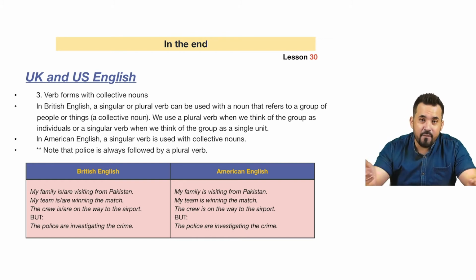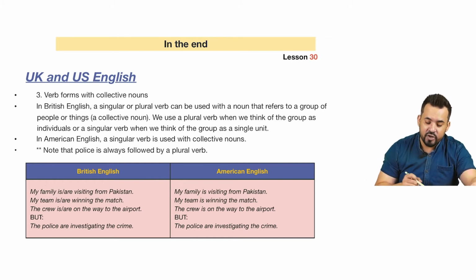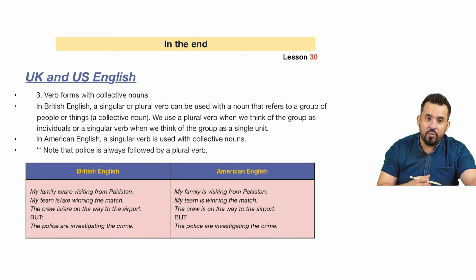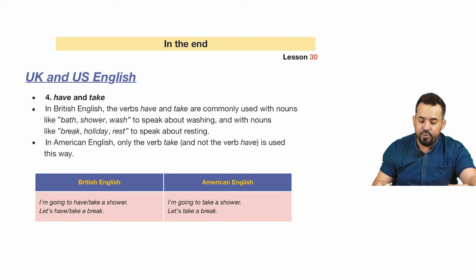So yeah, that is one of the main differences between British and American English. British, for all collective nouns, my team, the crew, the police. Well, the police is the same. The police, even in American, the police are. But for the rest, my family, my team, the crew, you can use is and are in British English. In American English, you only use is, right? Which is more correct in my view. Now, the police, we use the police with are for both American and British English.